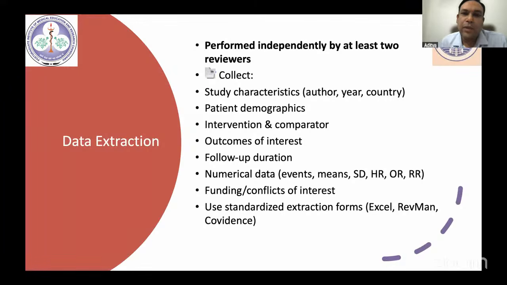Data extraction is primarily performed independently by at least 2 reviewers with 1 arbitrator. You collect all the patient demographics, study characteristics, intervention and comparator, including all the data sets which Dr. Vasudeva was talking about: means, standard deviation, hazard ratio, odds ratio, and you can use standard extraction forms.